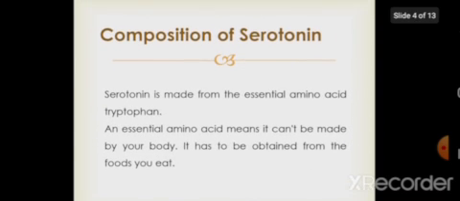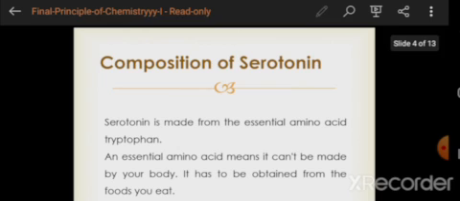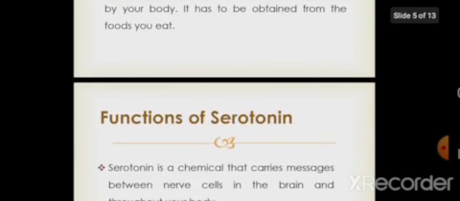Now, the composition of serotonin. Serotonin is made from the essential amino acid tryptophan. An essential amino acid means it can't be made by your body. It has to be obtained from the foods you eat. So this is the composition of serotonin.